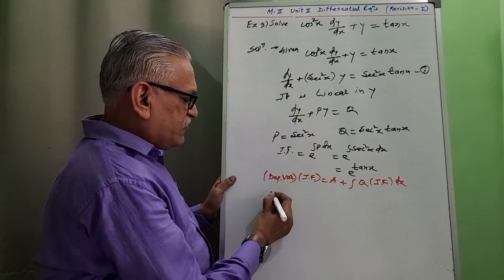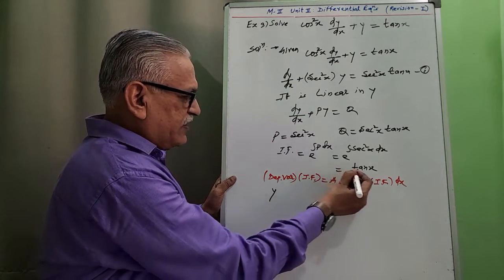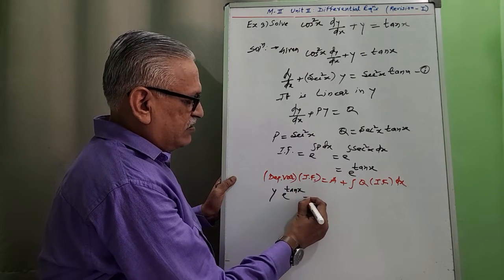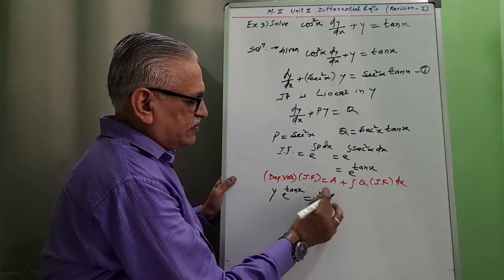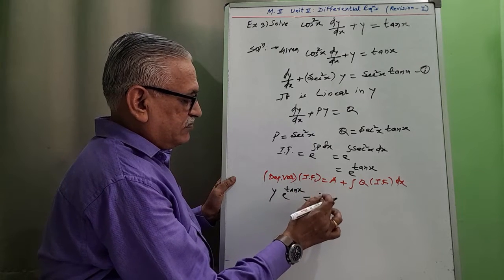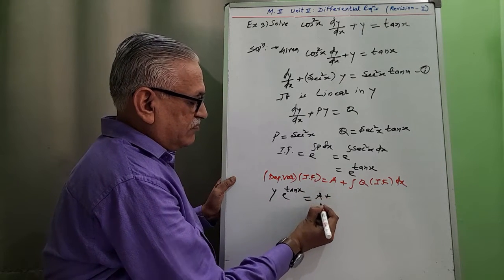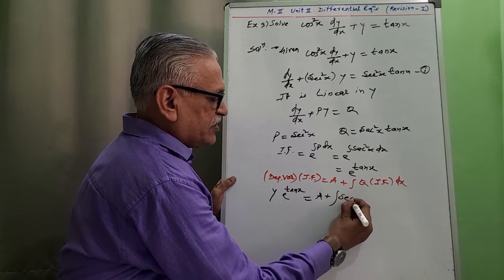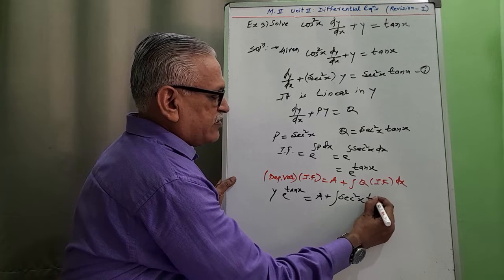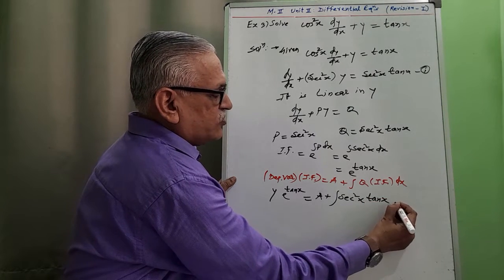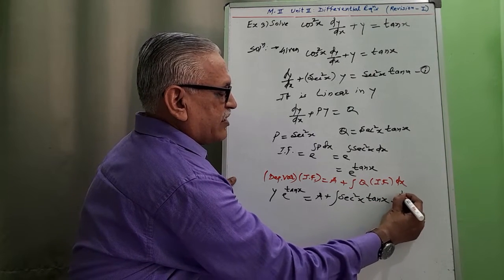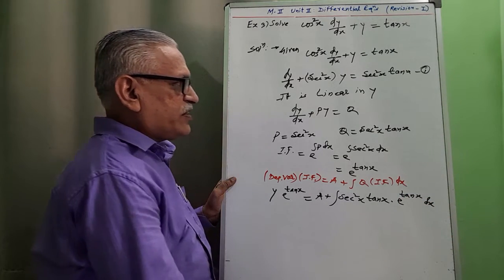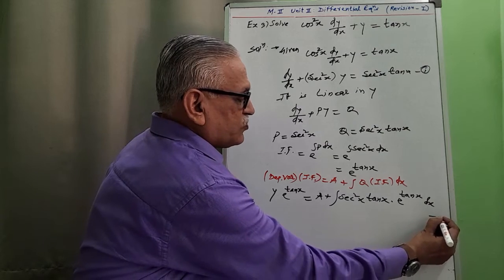Here the dependent variable is y, the integrating factor we are getting as e raised to tan x, constant plus integration of q. Q is secant square x tan x into the IF, e raised to tan x, and its integration with respect to x. We call this equation 2.